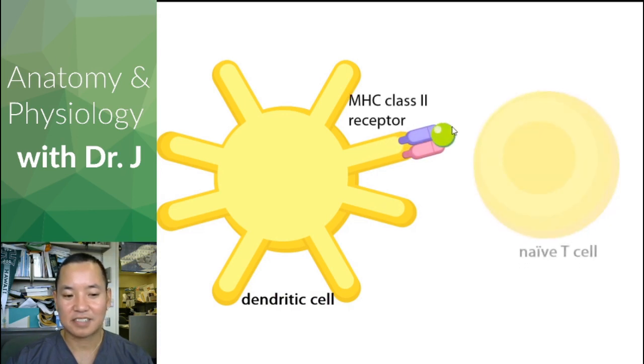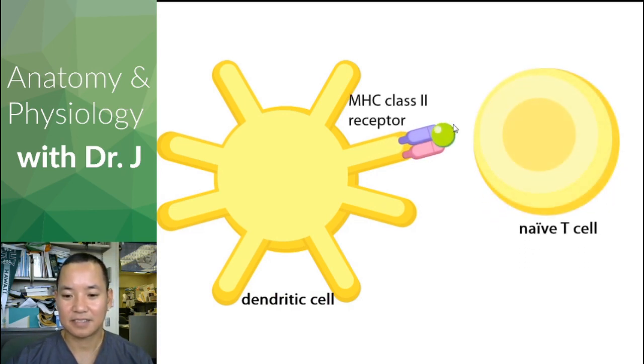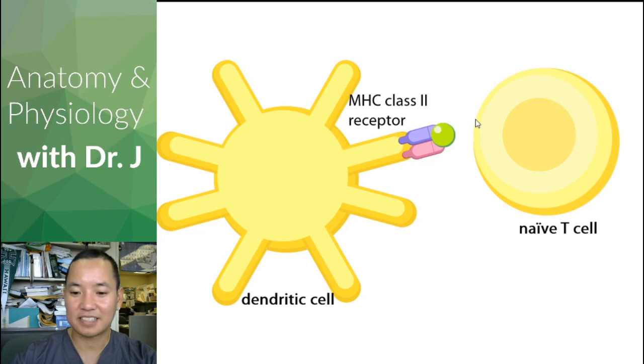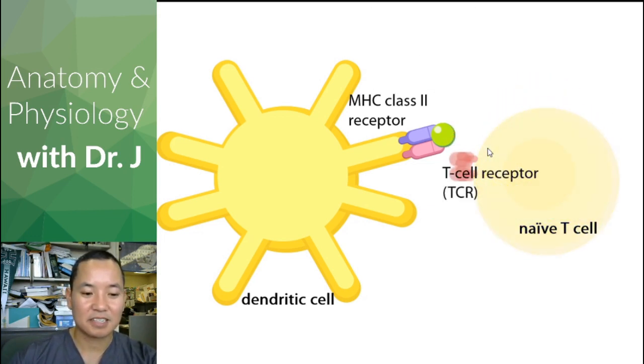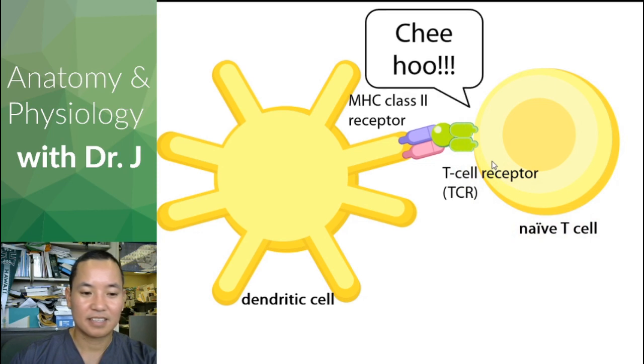So again, dendritic cells, they present, plasma cells release antibodies. So again, you go through a selection process until you finally get a match. And then once you finally get a match, a T cell can be activated.